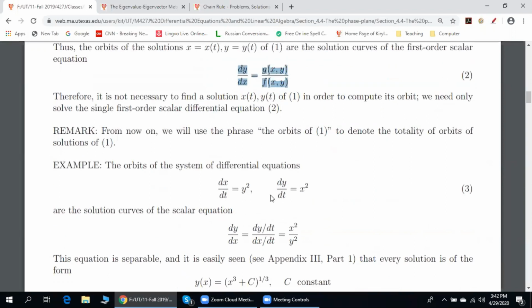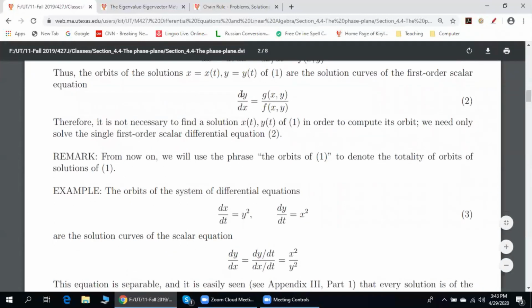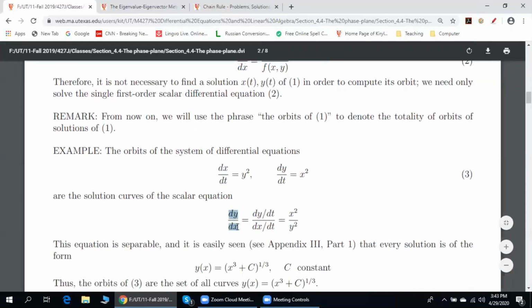Here's an example. Let us consider this system of differential equations. Note that we do not know how to solve this system because this system is nonlinear. We have x squared, we have y squared. But we don't really need to solve it in order to find orbits. Instead, let us use this formula. dy/dx, which is on the left-hand side, is dy/dt, which is x squared, done, divided by dx/dt, which is over here, done.